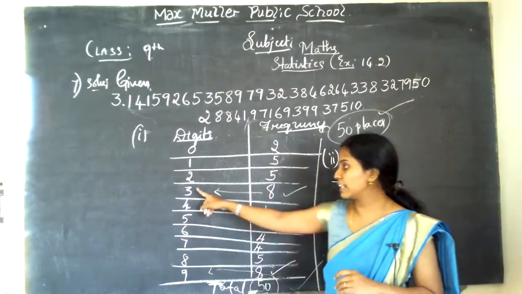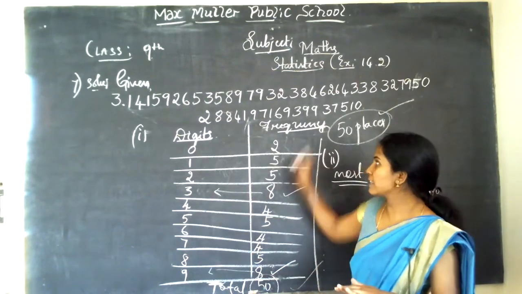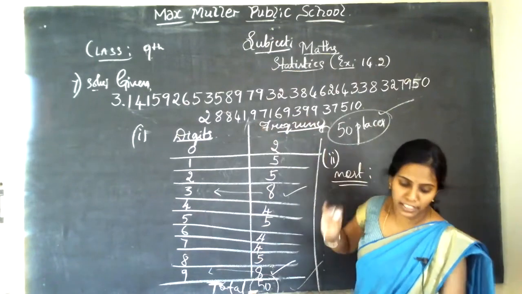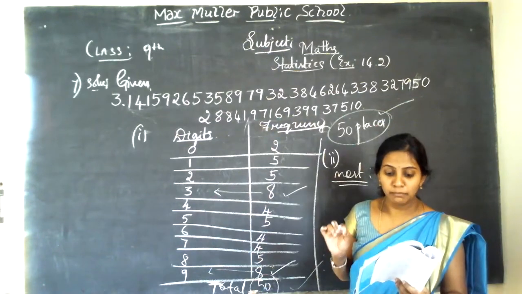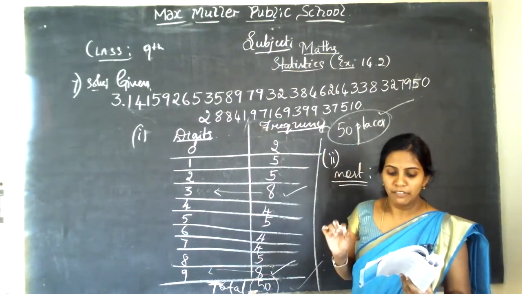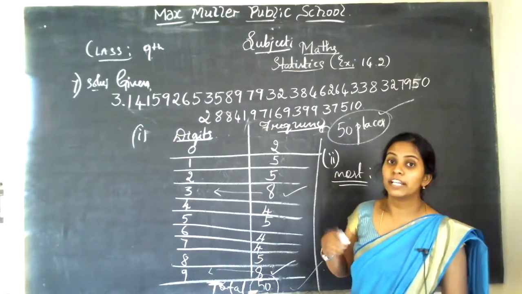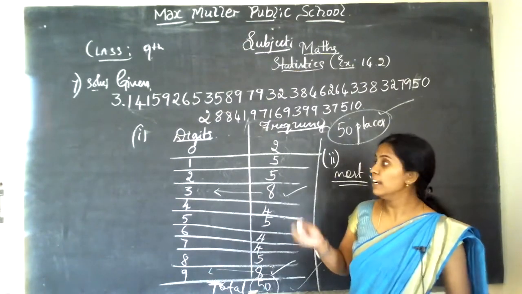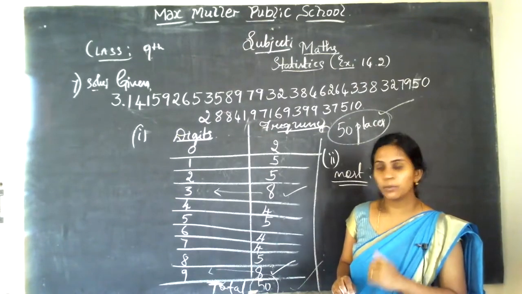Why do we have to write 3 and 9? Because we have to mention the digit. They have not asked about frequency. They have clearly mentioned, write what are the most and least frequently occurring digits, which digits occurred most frequently. We have to write.